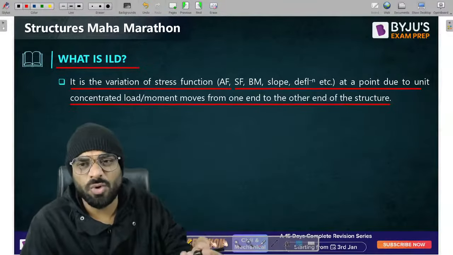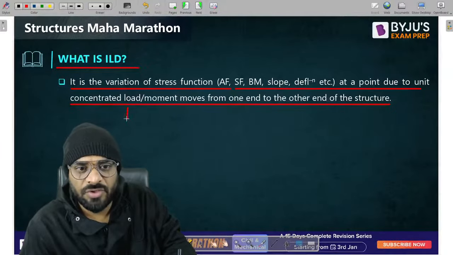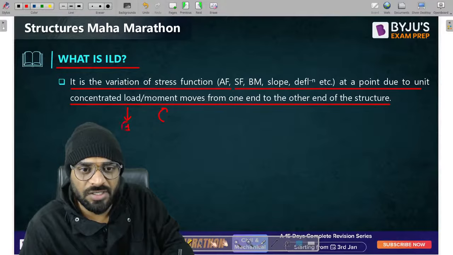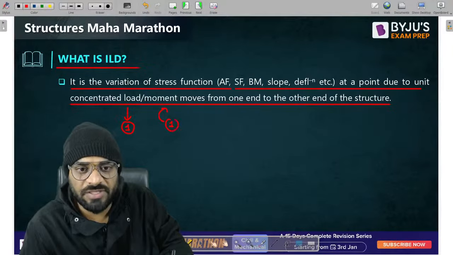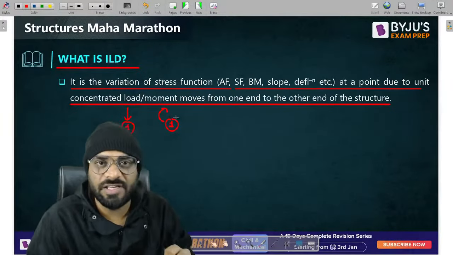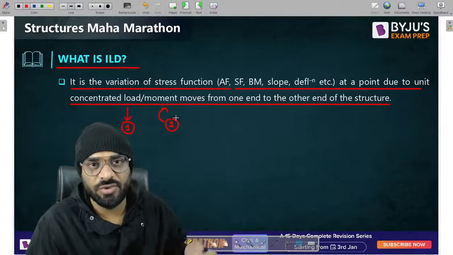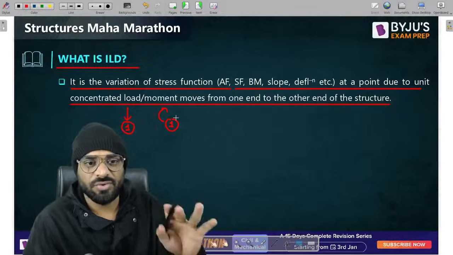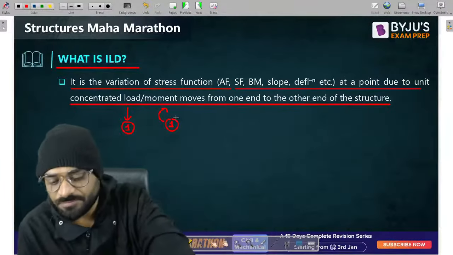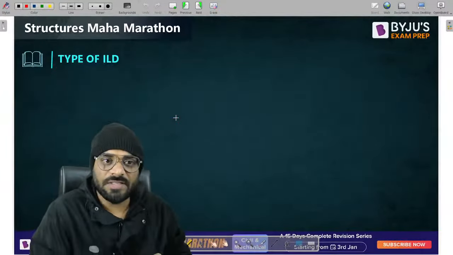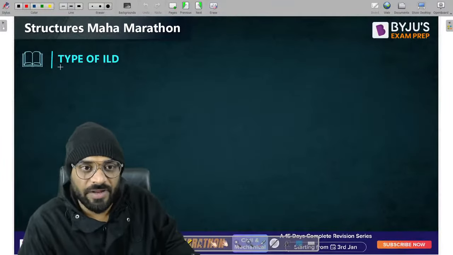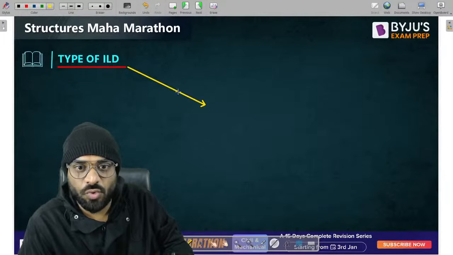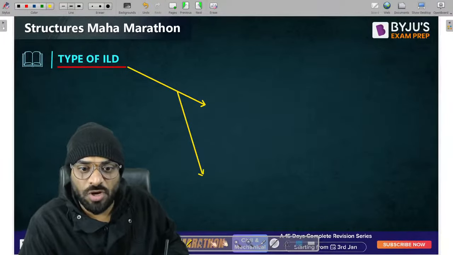Now guys, there are two possibilities. Either we will have a unit load or we can have a unit moment, but these values will not have any dimension like ton, kilonewton, kg and so on. These types of dimensions are not there, only one. Getting a point? Okay. Now let's understand, guys, the types of ILD. Basically there are two types of ILD which we have. One is quantitative and the second is qualitative.